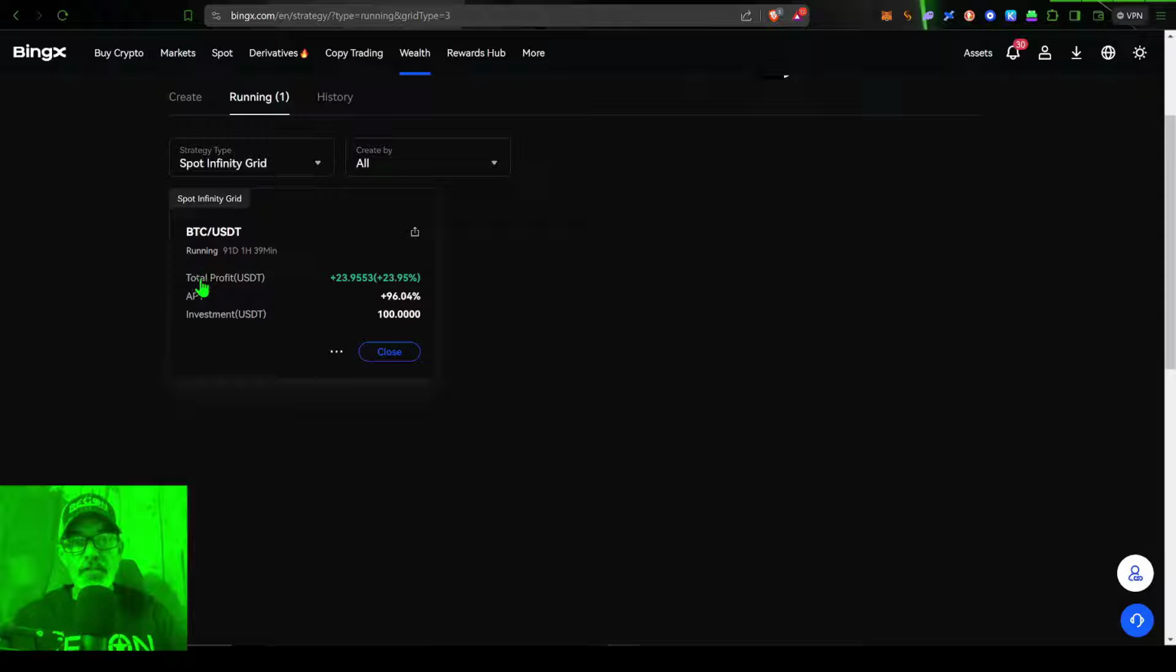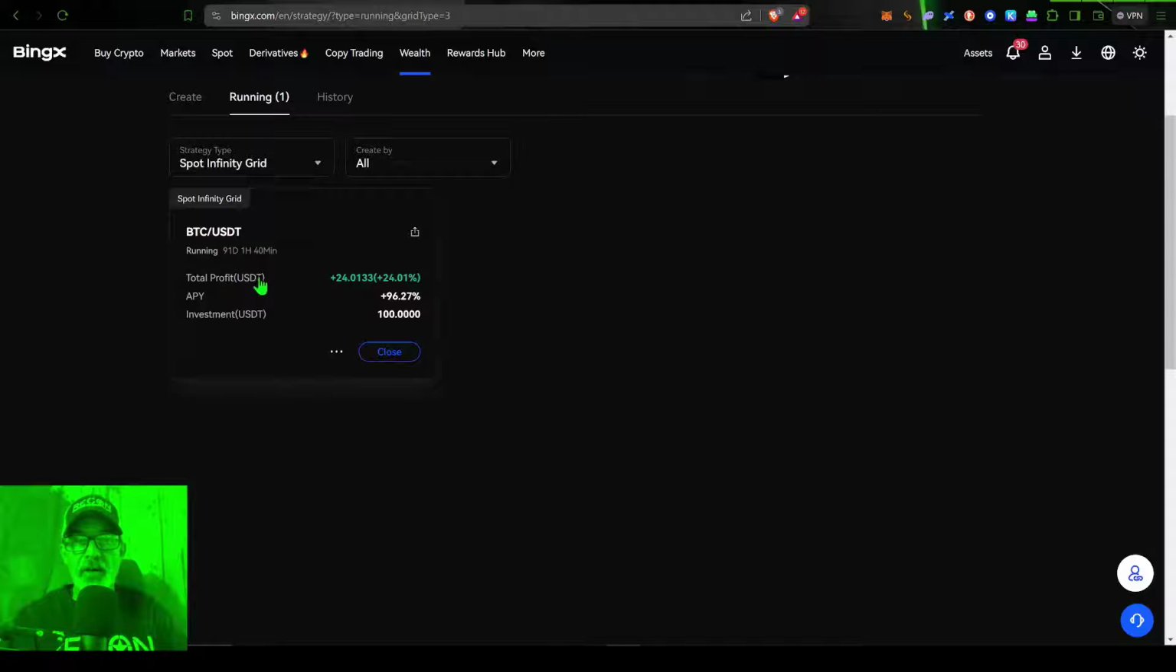And as you can see, the total profit so far is 23.95%, so pretty darn close to 24%. The APY, if this continued to perform this way, would be 96%. But the most important number really is the true profit, and that's sitting just below 24%. And the bot has been running for 91 days, so just over 3 months, which in my book, so far, this bot is definitely winning the battle.